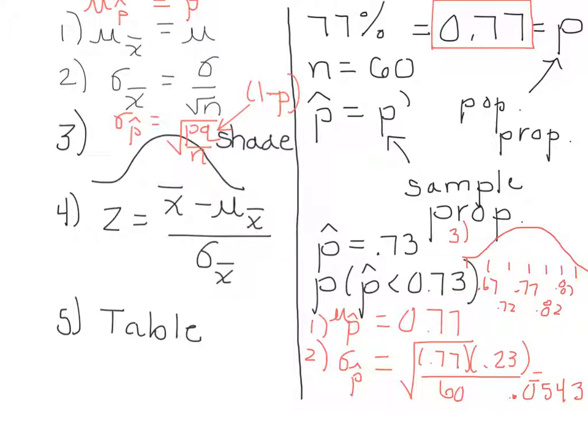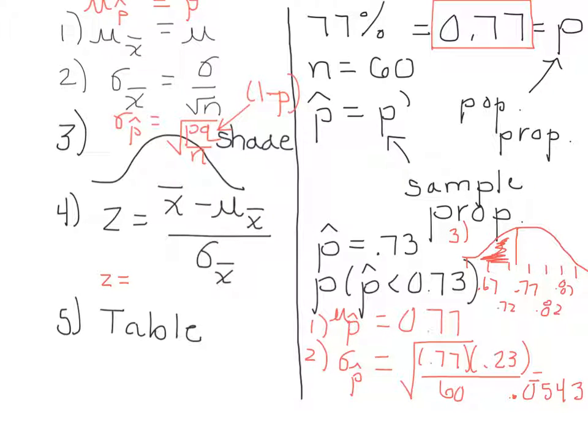So I am interested in this case in finding the probability that our sample proportion will be less than 0.73. Well, 0.73 would be about here. It's above 0.72 but below 0.77. And we're looking for the probability that it will be less than that. So we're looking for the area in that left or lower tail. So step 4, we're going to need to find our z-score.